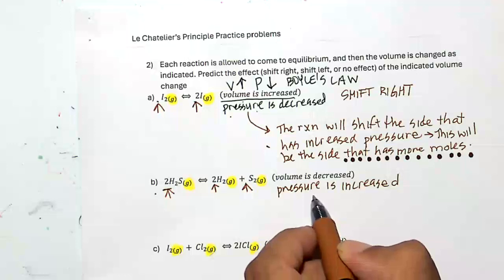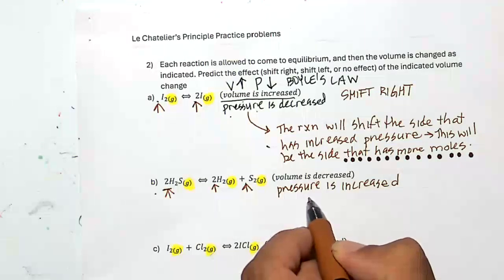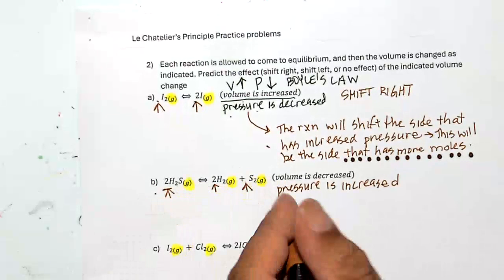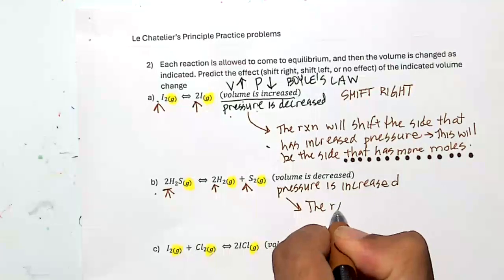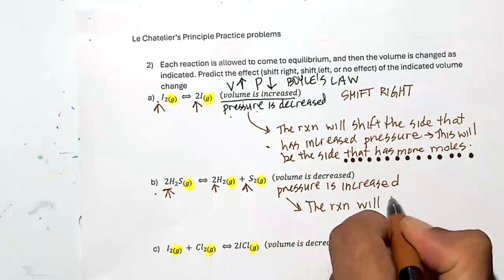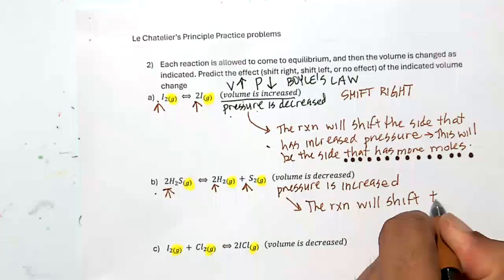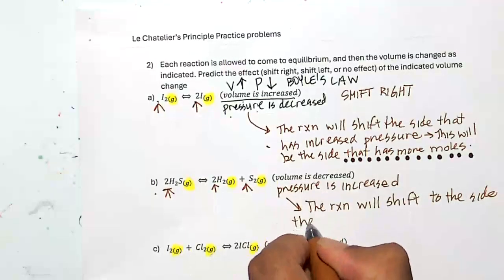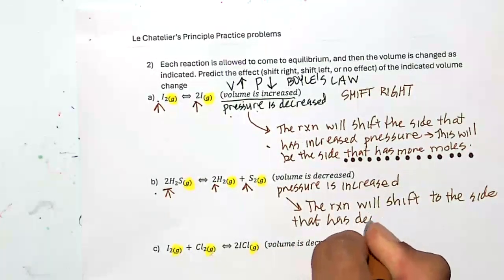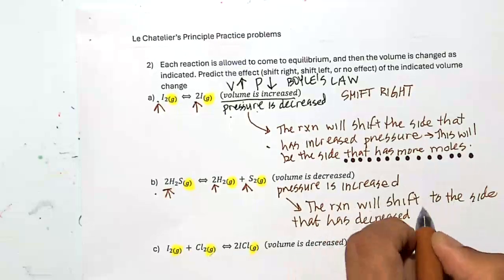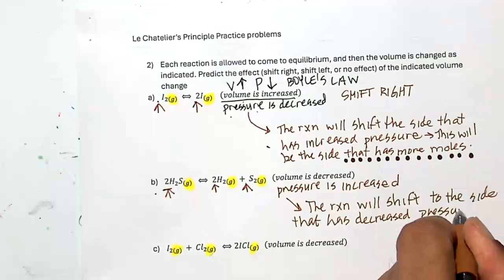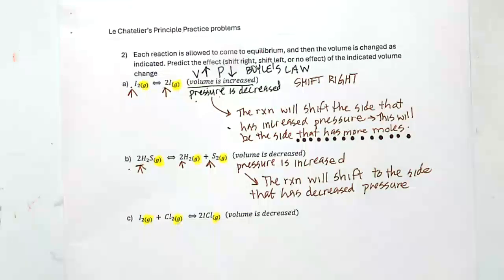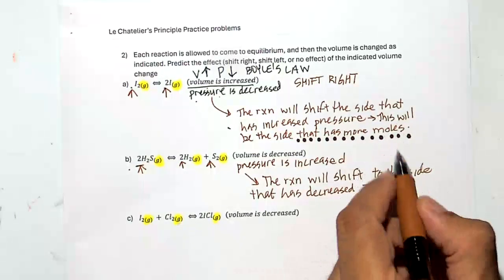So the reaction will shift to the side that has less pressure, which is less number of moles, which in this case is left. Okay, good catch. So the reaction will shift to the side that has decreased pressure. So it increases the most moles and decreases the least amount. Right, correct. This will be the side that has less moles.